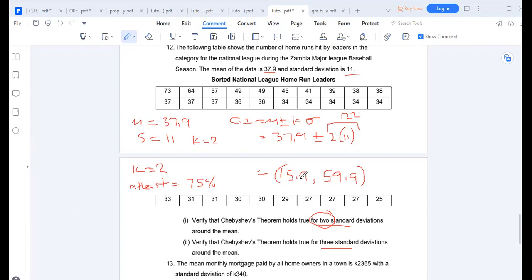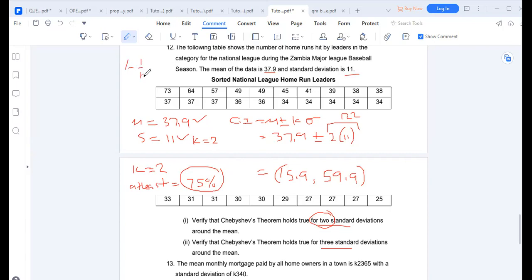So at this point, are there any questions before I proceed? We're given a question. The mean is 37.9. The standard deviation is 11. So these are the ones we're given. Then we want to verify whether the numbers that will fall within the range you calculate hold true for 2 standard deviations. Now the question is, for 2 standard deviations, what is the rule? You should find at least 75% of the proportions. How do we know that? We know that this is Chebyshev's rule.